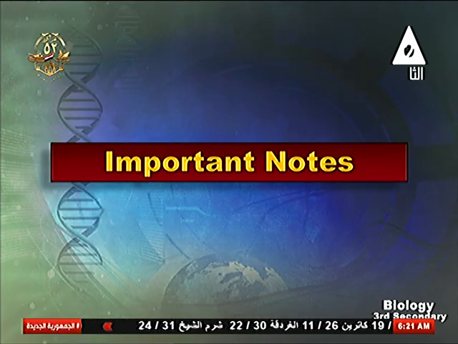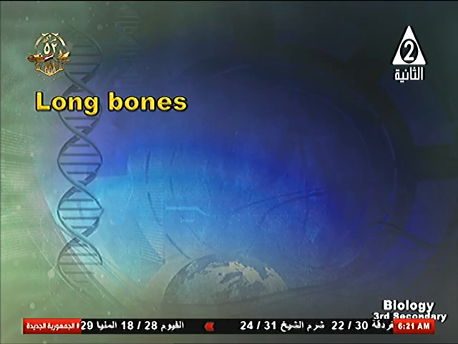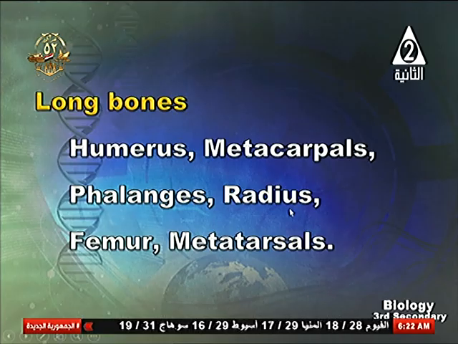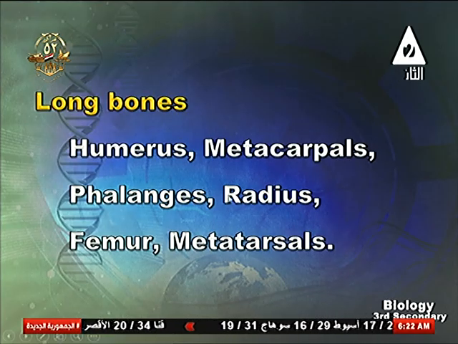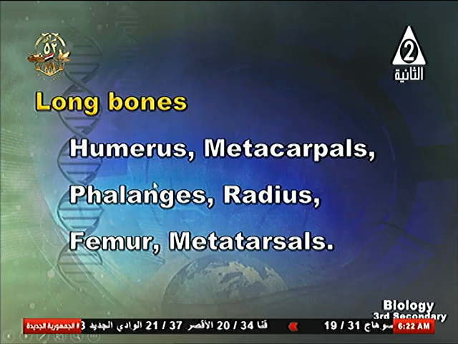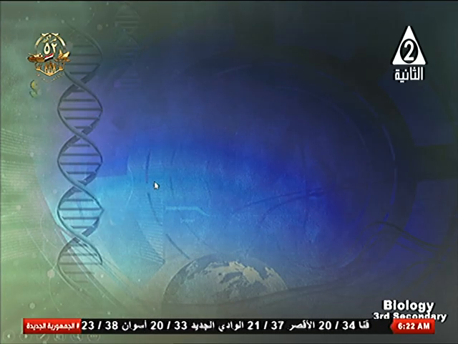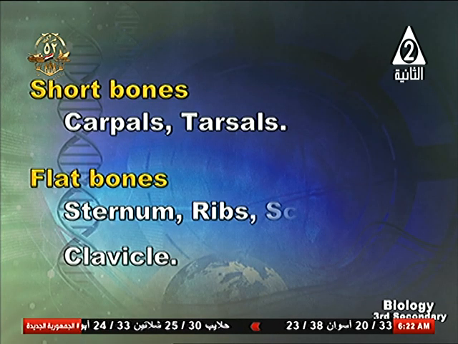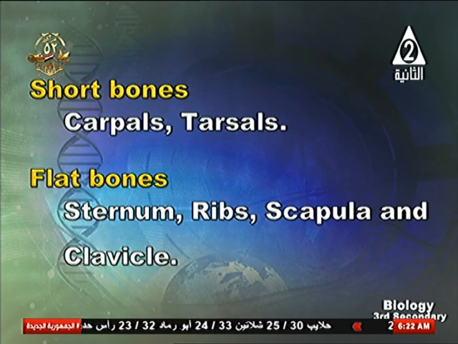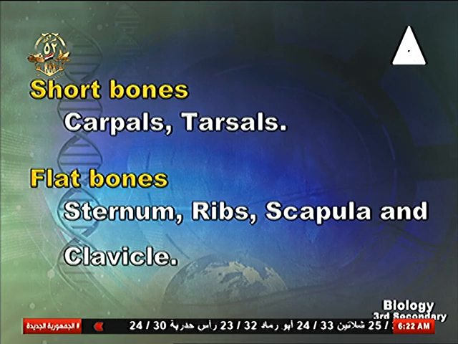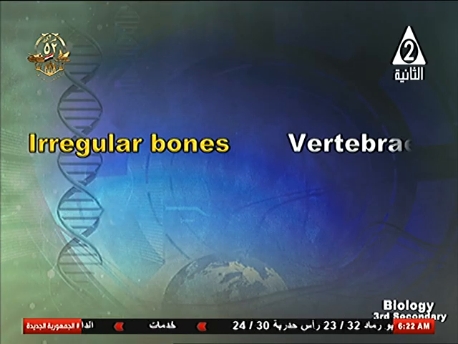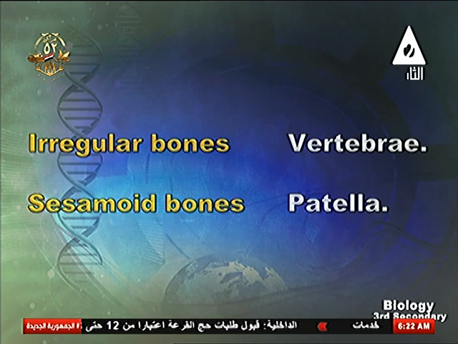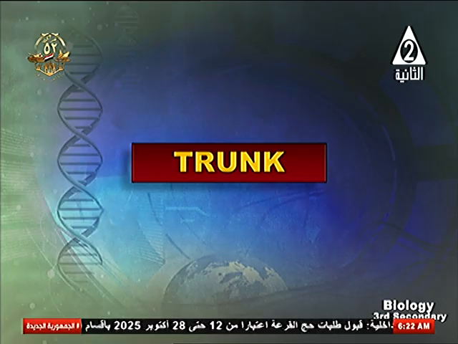Let's remember that the long bones in our bodies are the humerus, metacarpals, phalanges, radius, femur and metatarsals. You need to keep these names of long bones. Short bones in your body are the carpals and tarsals. Flat bones are the sternum in the thoracic cavity, ribs, scapula and clavicle. Irregular bones: vertebrae. Sesamoid bones: patella.